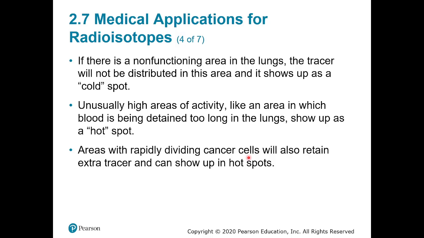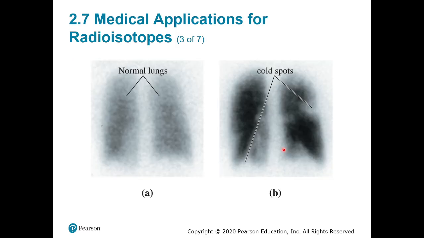Now, areas with rapidly dividing cancer cells will also retain extra tracer, and these can oftentimes show up as hot spots. Typically, you would see a grouping that stands out from the rest of the area in a cancer, okay? Because you'll have a part of it that's uptaking a lot more than the rest, and so it'll show up as little dots.